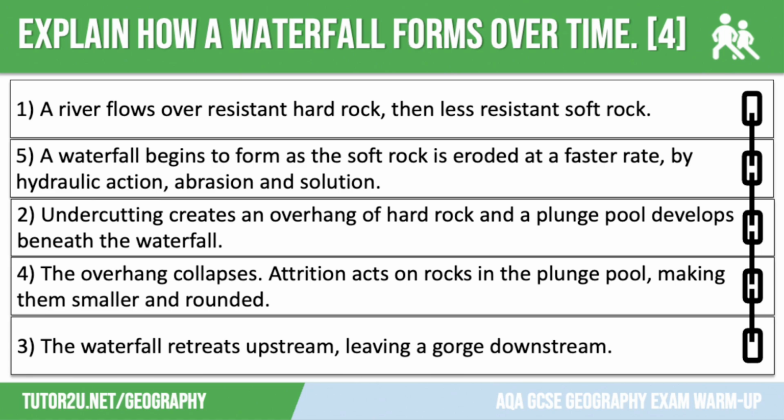So what makes it a good answer? Well, we have the idea of different rock types, although we haven't specified them. And again, if you're talking about a waterfall, you might want to specify the rock types involved there. We've talked about the fact that some rocks are more resistant than others. We have the sequence in the correct order, and we've referred to the different types of erosion throughout.